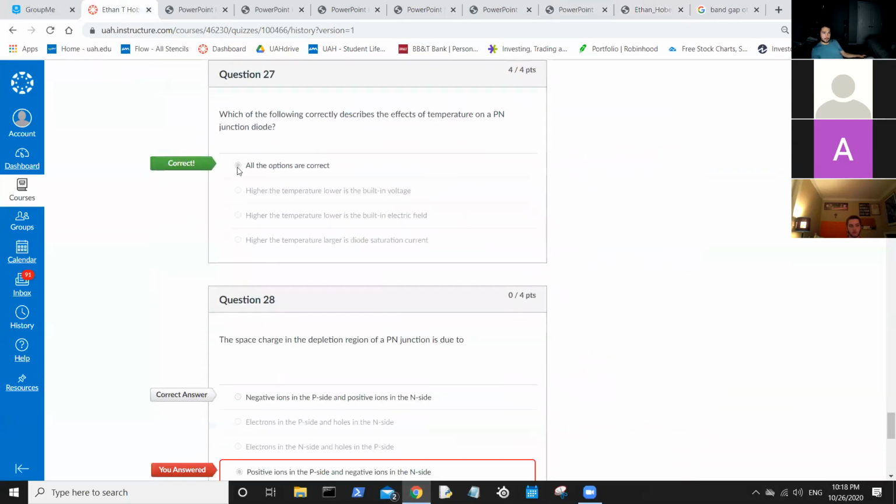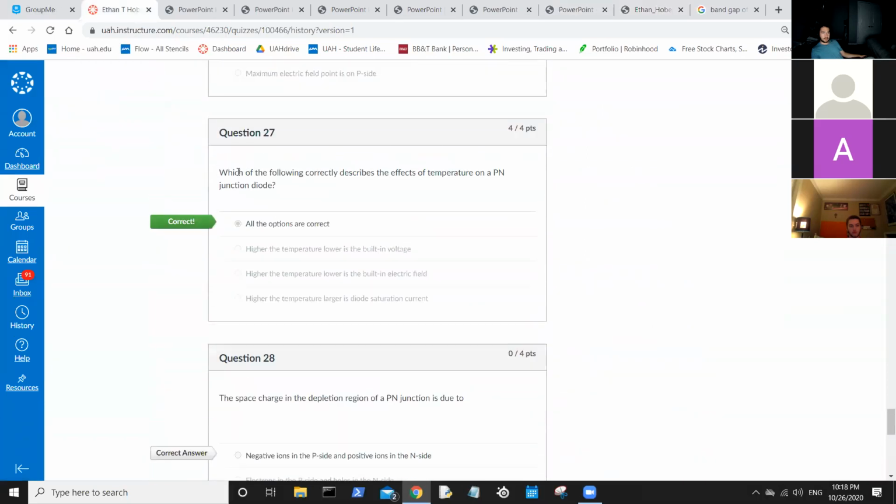All right, question 27. We're almost at the end of this. Which of the following correctly describes the effects of temperature on a p-n junction diode? I said all options are correct, and all options are correct. Let's explain why they are all correct.